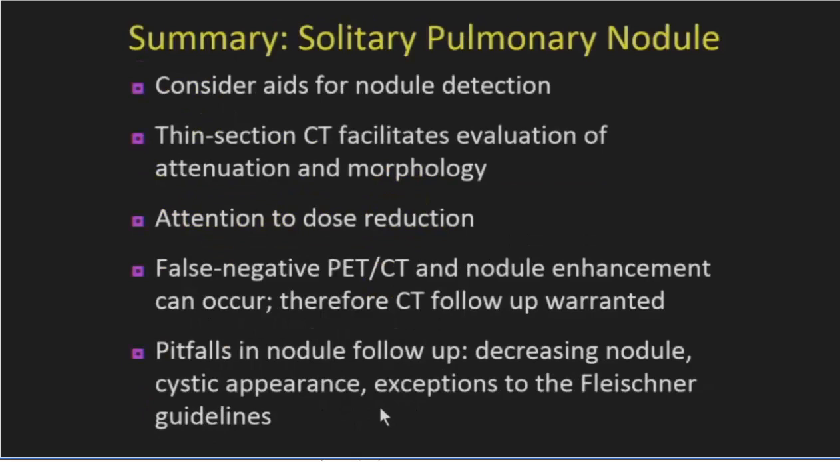So in summary, I think we all know that there are some aids that we could implement to improve our nodule detection, but we reviewed where we overlook lung nodules on CT. Thin section really is key for evaluating morphology in terms of margin, shape, and also attenuation. Attention to dose reduction is something that we implement to minimize radiation exposure to our patients, and there are some current modulation techniques to think about and other aspects.